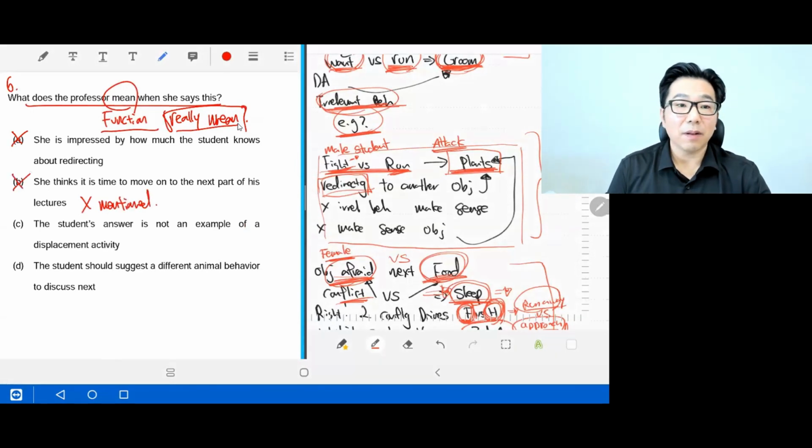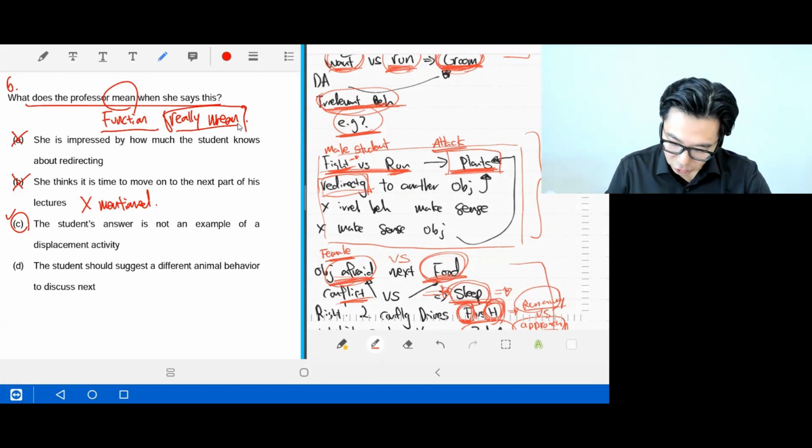Okay. We cannot imply this at all. C, student's answer is not an example of displacement activity. Yeah. Sometimes truth hurts. A little bit cold, but the professor is saying you are not giving me an example of displacement activity in the nicest way possible by saying that's something else. Okay. D, the student should suggest a different animal behavior to discuss next.